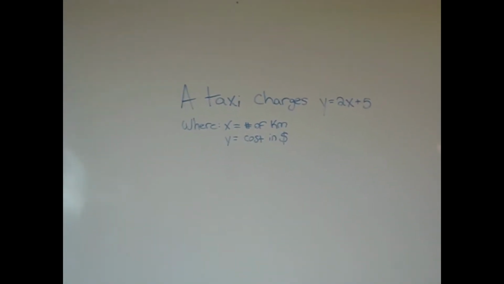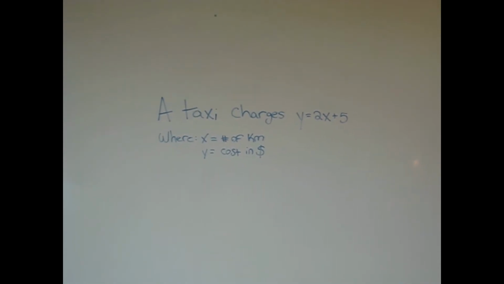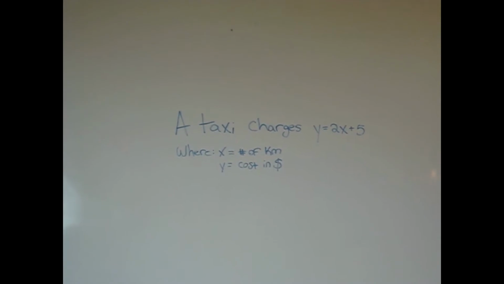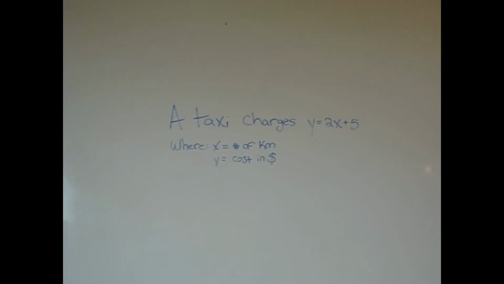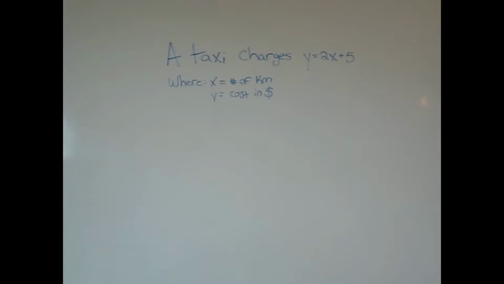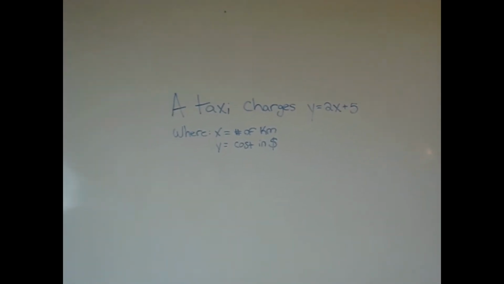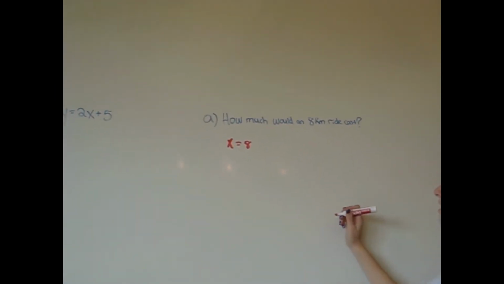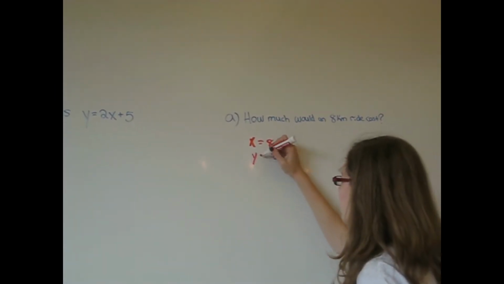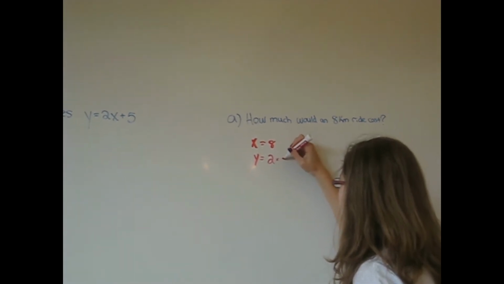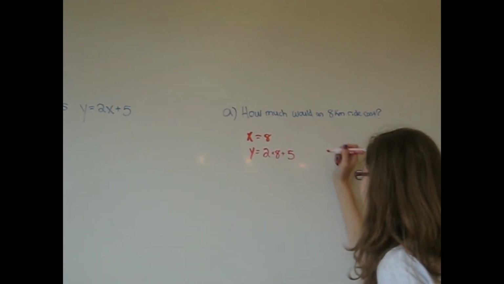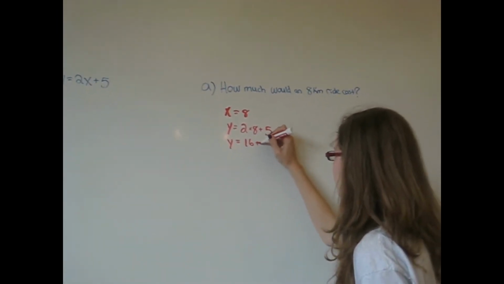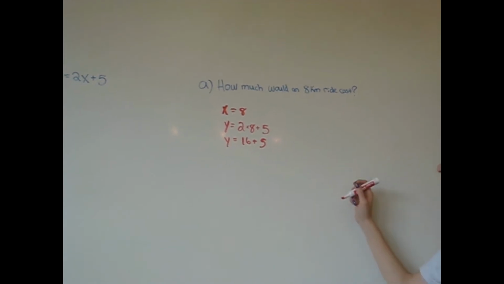Let's start off with some easy examples. A taxi charges y equals 2x plus 5, where x equals the number of kilometers and y equals the cost in dollars. A. How much would an 8-kilometer ride cost? First, we're going to let x equal 8. So, y equals 2 times 8 plus 5. Y equals 16 plus 5. And finally, y equals $21.